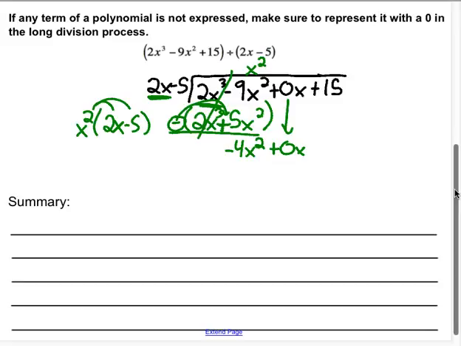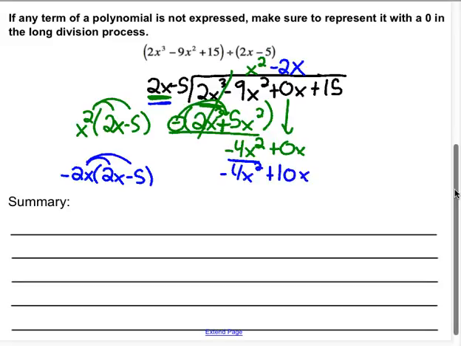Now we work on the process again. What does 2x need to become a negative 4x squared? Well, 2 times negative 2 will give me the negative 4, and the x needs another exponent, so I know I need an x up there. So this time I know I need a negative 2x. Distribute that in to see what we've got. We have a negative 4x squared plus a 10x.